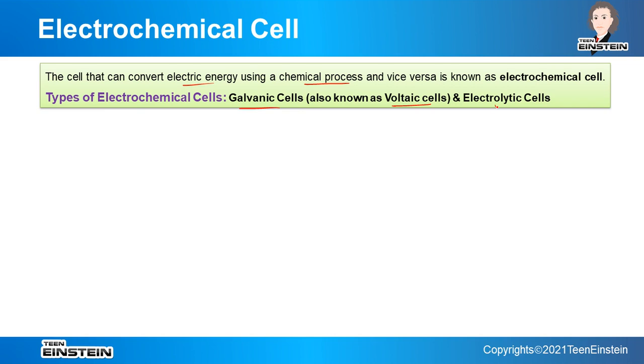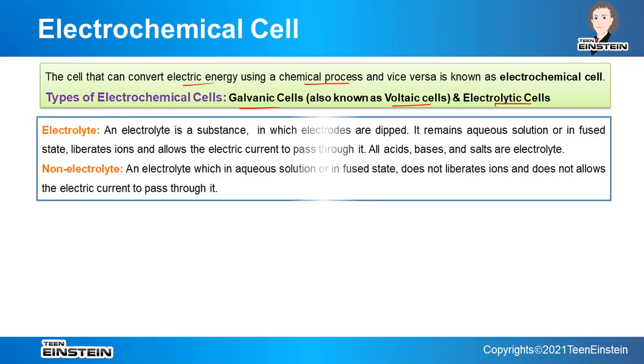And in the electrolytic cell, we do the opposite. That is, by applying electrical energy, we can carry out those reactions which are not spontaneous under normal condition. So there are two types of electrochemical cell. Now there are some terms we have to be acquainted with, which are electrolyte and electrode, because these terms will be used several times in this chapter.